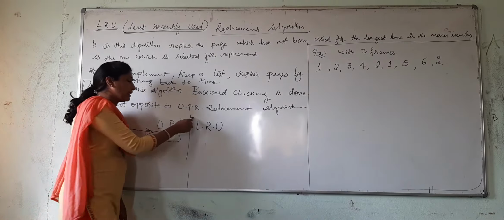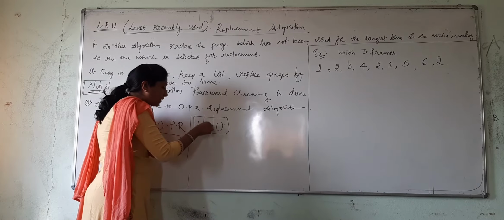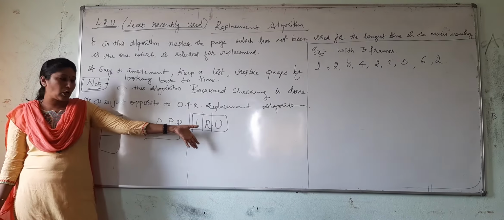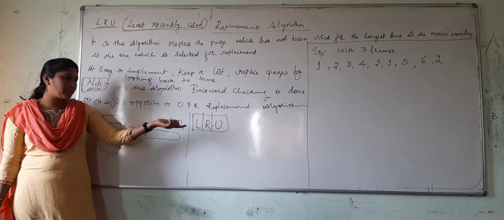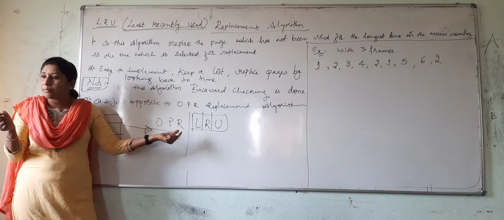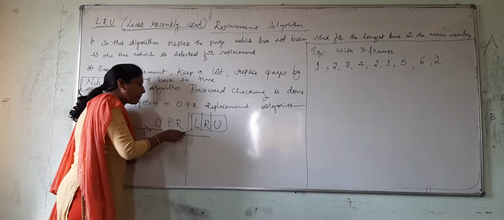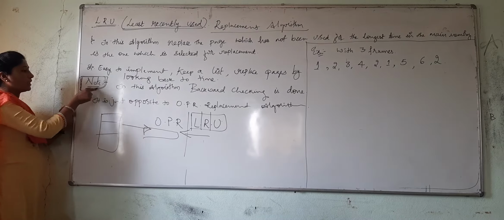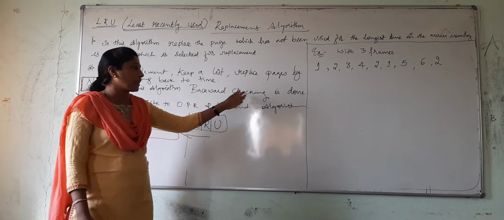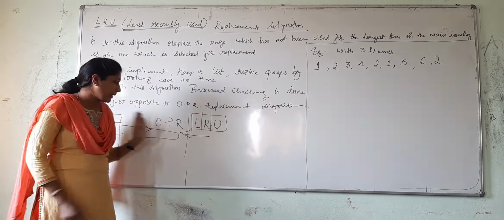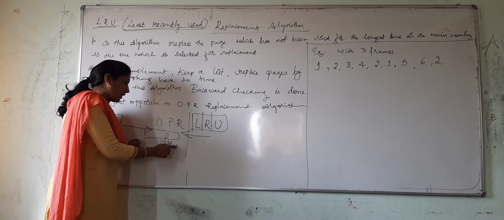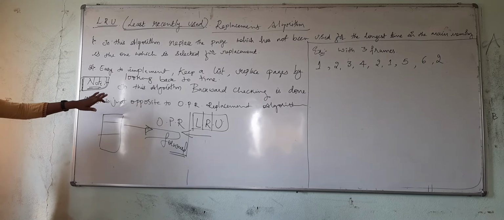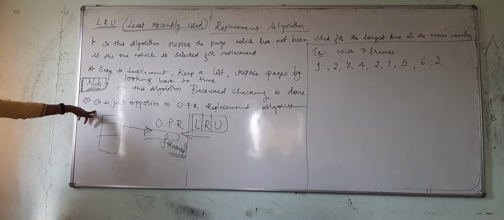Whereas in case of least recently used, what we are doing is we are going to replace the page which is not used for the longest period of time, or else replace the page which is used for the least number of times, in a backward direction. This is the important note I have mentioned here. In this algorithm, the backward checking is done. In case of OPR, it was forward checking. Got the meaning of it, right?